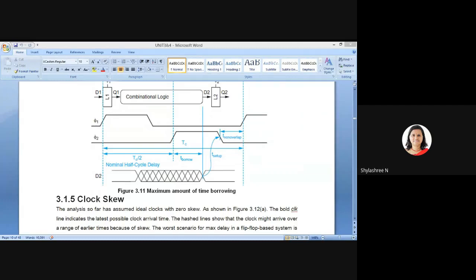The concept left out for recap is the clock skew, which I'll be doing in tomorrow's class. And again, I'll be starting the new chapter in the syllabus. Anyway, all these concepts are required to start the static analysis. Otherwise, you will not understand.